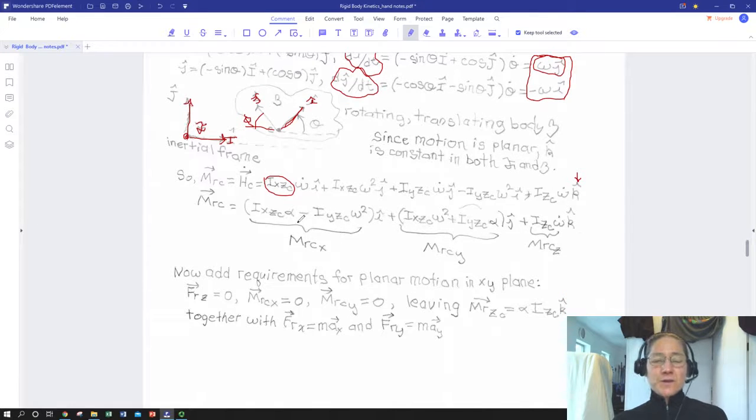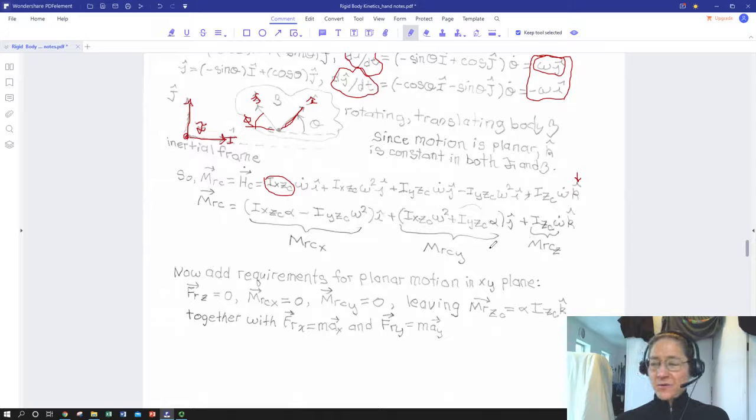So if we group terms in the i hat and j hat direction, we can say the sum of the moments about the center, considered about the center of mass of the body, is equal to the sum of the moments about the center of mass in the x direction with the unit vector little i hat, plus the sum of the moments about the center of mass in the y direction, j hat direction, plus the sum of the moments about the center of mass in the z direction.